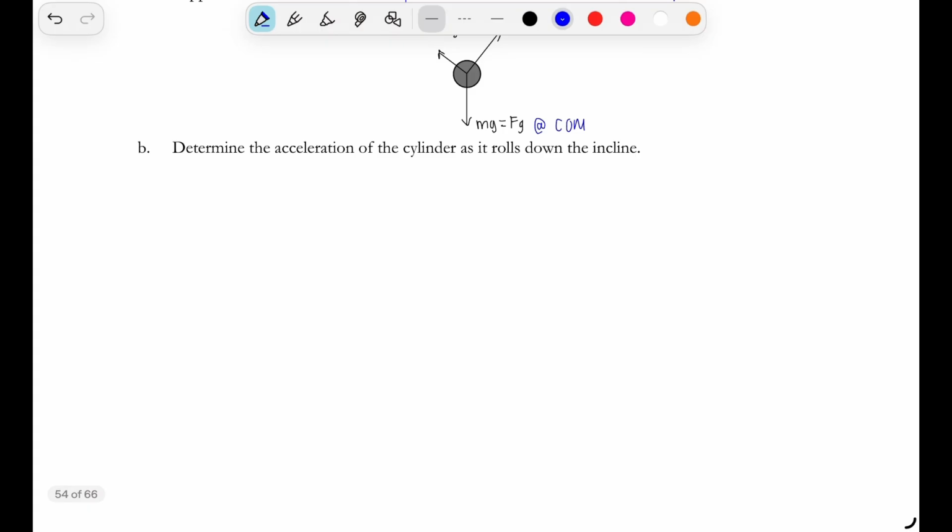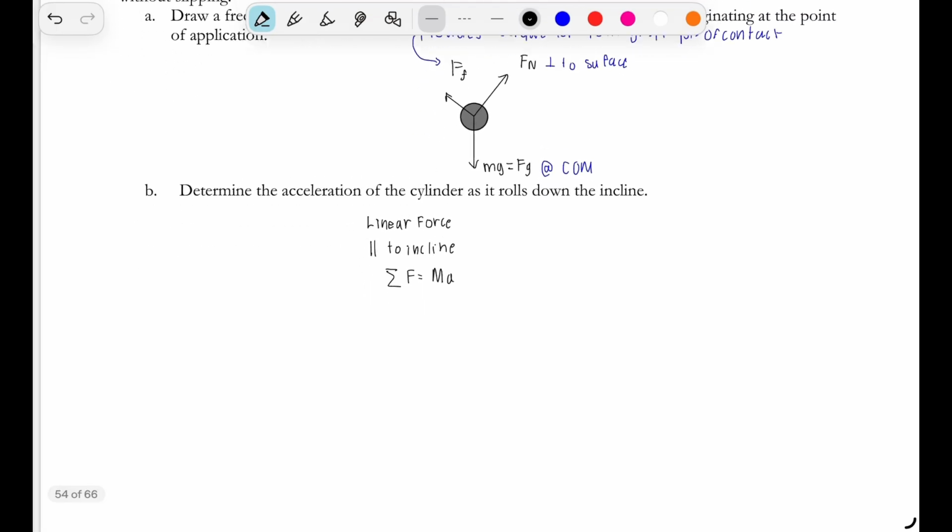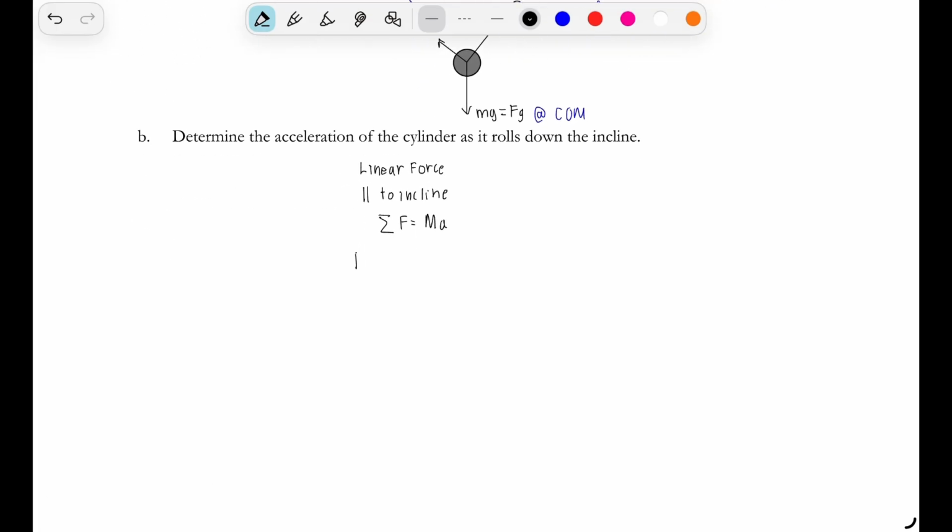Determine the acceleration down the incline. You can use linear force. We know that parallel to the incline, the summation of forces will equal the mass times the acceleration. We know that mg sine theta minus Ff is going to equal ma.